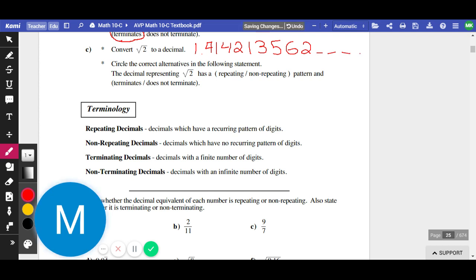Your calculator doesn't have enough room to keep telling you the next numbers. But once you have that many decimal places, you can assume it's going to go forever. If we were to describe that number, we would describe it as non-repeating. You look, there's no pattern there. It goes 4142135562. There's no pattern there. It kind of looks like it might start off as a pattern, but it's definitely not. So we say that is non-repeating, and it goes forever, so it does not terminate.